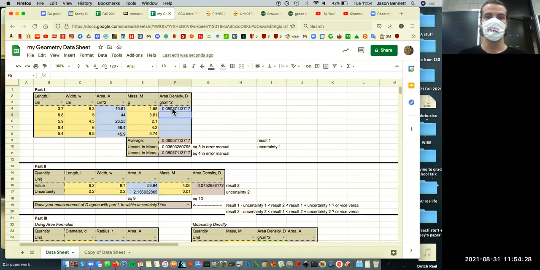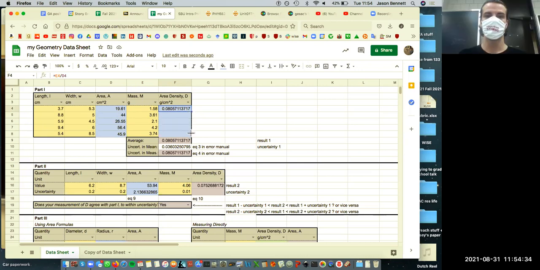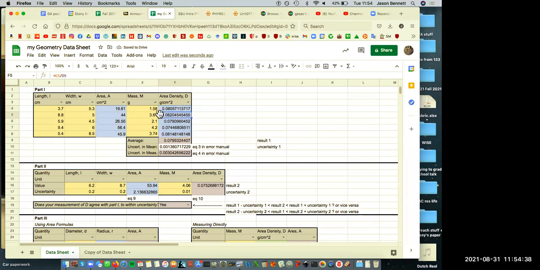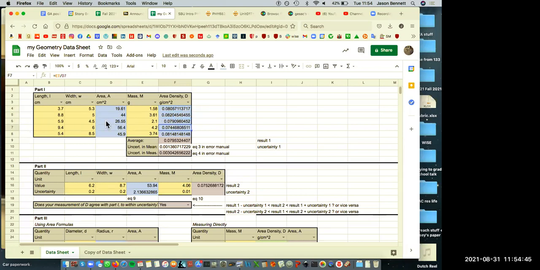And then I can click on this, and you see this blue dot down here? Clicking and dragging, it does the rest of it. So now if I read this, you see for the rows E5, E6, E7, it's doing the same thing for all.